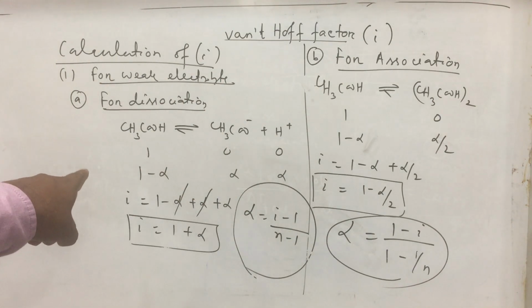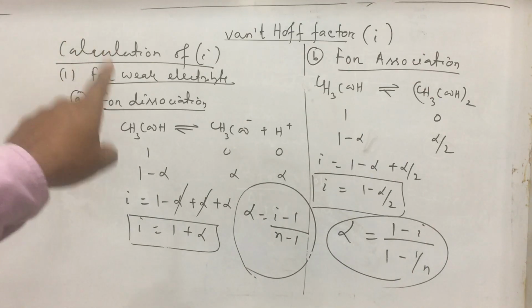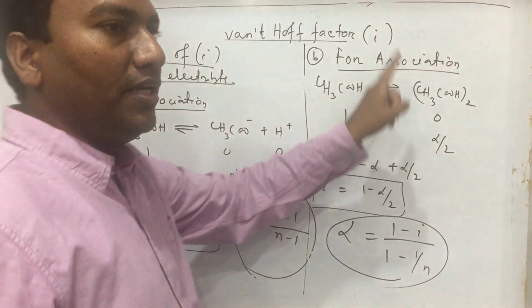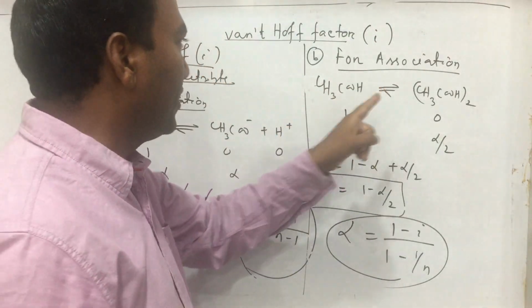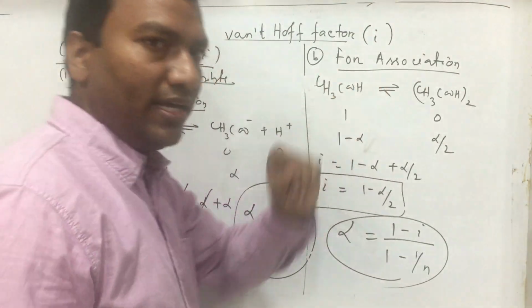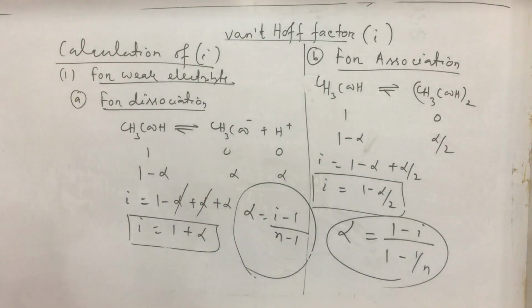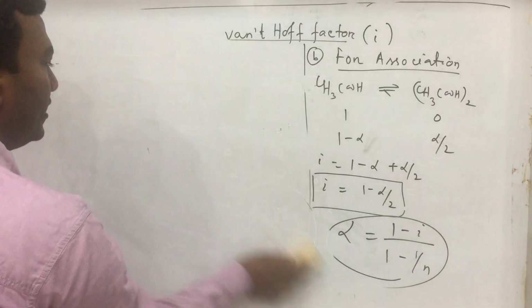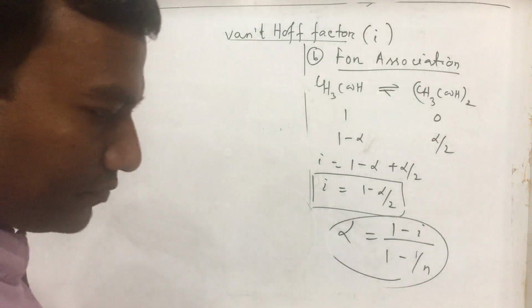When dissociation takes place, the solvent must be polar, and when association takes place, the solvent must be non-polar. This is the important part: polar medium, non-polar medium. Clear? Then the last stage: for a strong electrolyte, how can you calculate i?